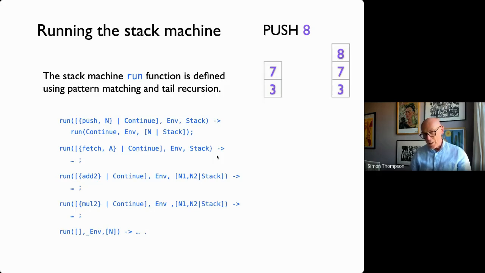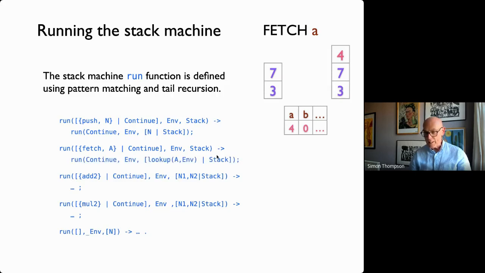Now, what about the fetch? Well, a fetch is going to be pretty much the same, except what we put on the top of the stack is what we get by looking up in the environment. So you should expect to see that here. And you can see it's exactly the same pattern as we had there. Instead of putting n on the top of the stack, we've looked up a in the environment and put that on the stack. And then we run the remainder. So it's this tail recursion, where the answer to the recursive call is another recursive call with different values in the parameters.